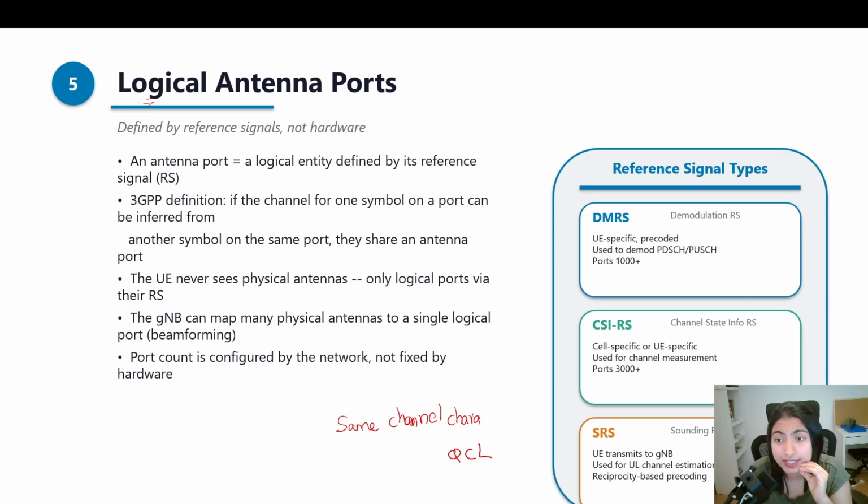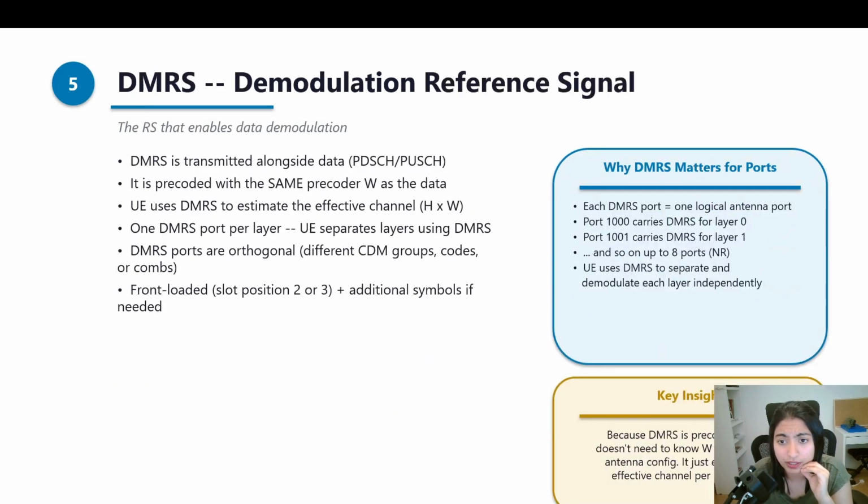Now there are 3 reference signals that define the logical ports. They are the DMRS, the demodulation reference signals, the CSI-RS, channel state information reference signals, and SRS, sounding reference signals. Let us look at these signals in a bit more detail. The demodulation reference signal is transmitted alongside PDSCH and PUSCH. In downlink, both DMRS for PDSCH and PDSCH are transmitted at the same logical port. Similarly, in uplink, DMRS for PUSCH and PUSCH are transmitted in the same logical port.